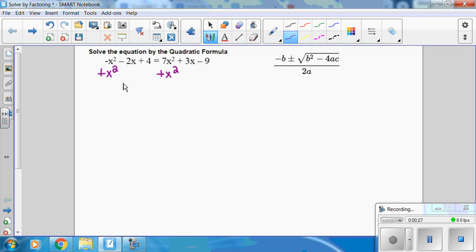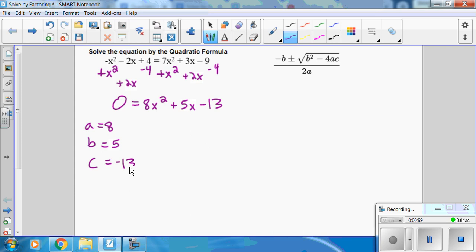I'm going to get rid of this negative 2x by adding 2x, so I add 2x here. I'm going to get rid of that 4 by subtracting 4, and then I'll subtract 4 here. So these cancel, and these cancel, and these cancel, and you get 0 equals 7x squared plus 1x squared is 8x squared. 3x and 2x is 5x. Negative 9 minus 4 is negative 13. And so now we know A is going to be 8, B is 5, and C is negative 13.